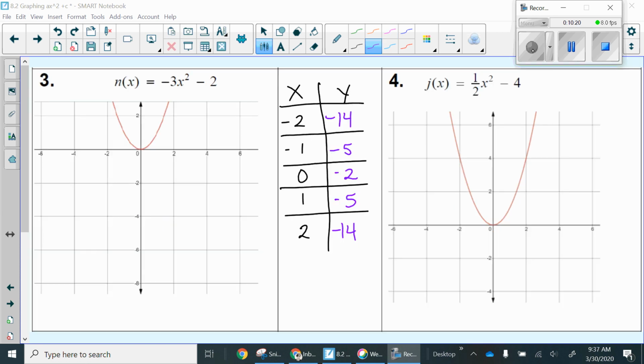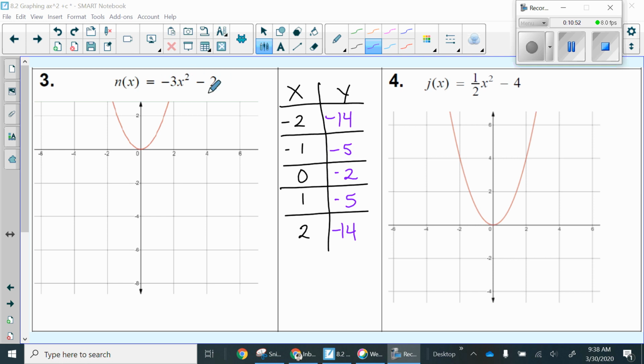All right, for number 3, one of the things we need to recognize is that we have an a value that's negative, which means it's going to be flipped upside down. It's going to be a reflection on the x-axis. Notice it's -2, that means it's going to also be brought down 2 units. And I went ahead and did my table of values here, so I just kind of focused around the origin and substituted in my values. Remember that you have to use PEMDAS, so exponents, then multiply, and then subtract.